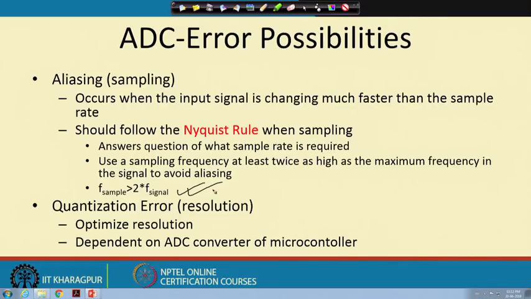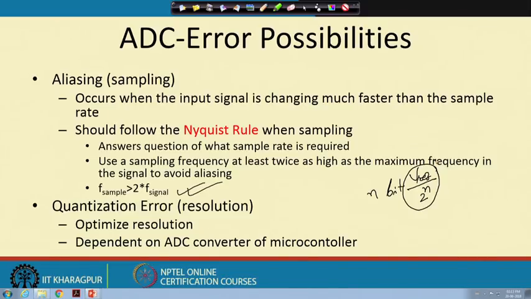Another type of error, which we have seen in the quantization process. Quantization, as we discussed in the last class, is while converting from an analog to a digital signal, we do not have all the levels of analog signals available to be converted into digital form. If I have an n bit ADC, then the number of different digital patterns is 2^n. If the total voltage is V reference, then V ref divided by 2^n, so many different voltage levels are only possible to be recognized by the analog to digital converter.